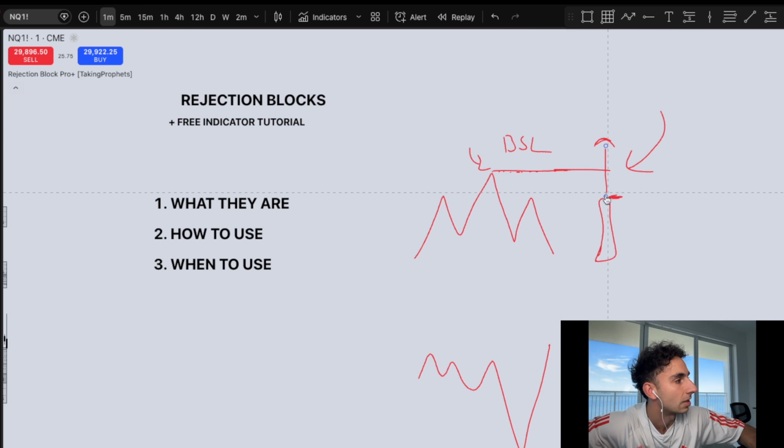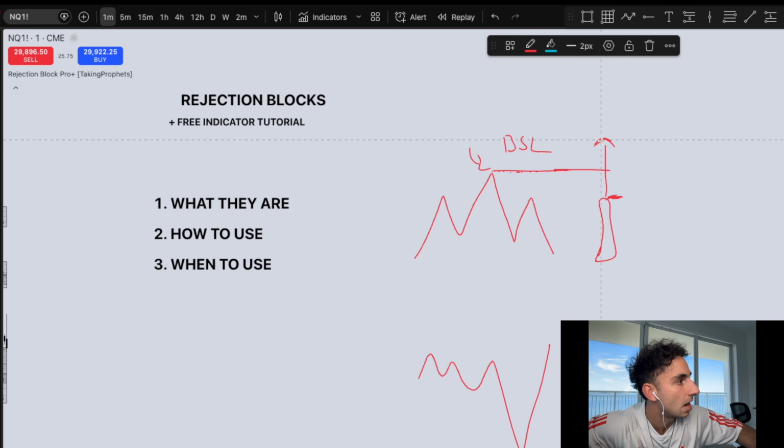So if you see a rejection block in hindsight, we can kind of assume that we're going to continue lower. However, the way that I like to think about it is you can also use this and almost expect rejection blocks to get returned to, but not actually take out the high there.